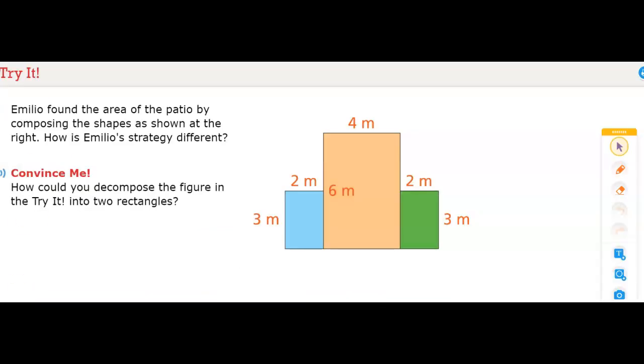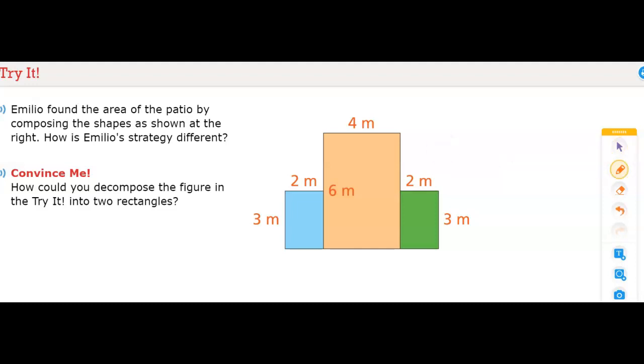Emilio found the area of the patio by composing the shapes as shown at the right. How is Emilio's strategy different? The difference between Emilio and the example is that he cut his in different places. So instead of the rectangles going the other direction, now they're going down this way. So we have one big one in the middle and two little ones on the side. In both ways you will get the same area, and we can find that area together.